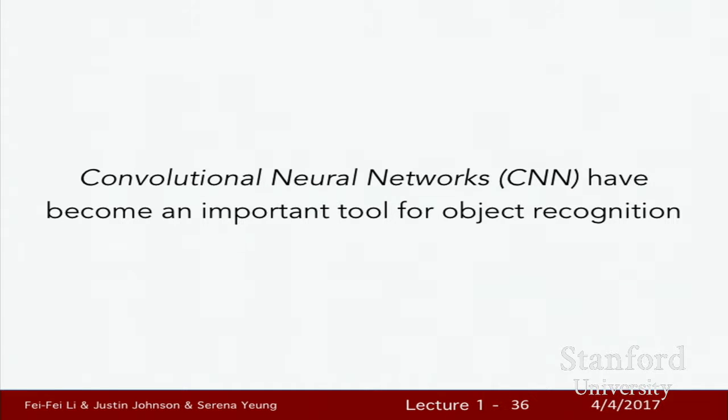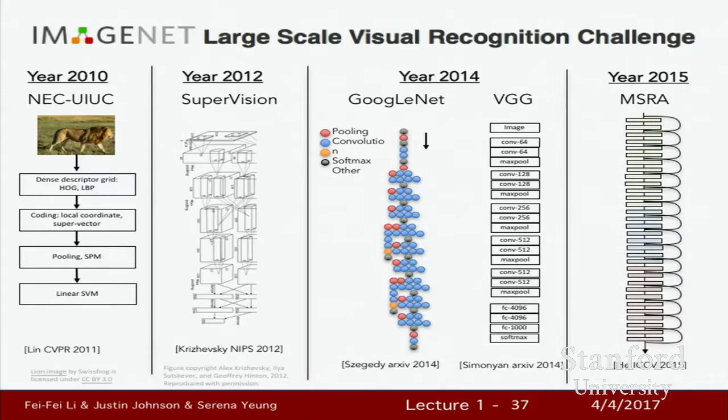So we mentioned this before in the context of the ImageNet challenge, but one of the things that's really driven the progress of the field in recent years has been this adoption of convolutional neural networks, or CNNs, or sometimes called ConvNets.